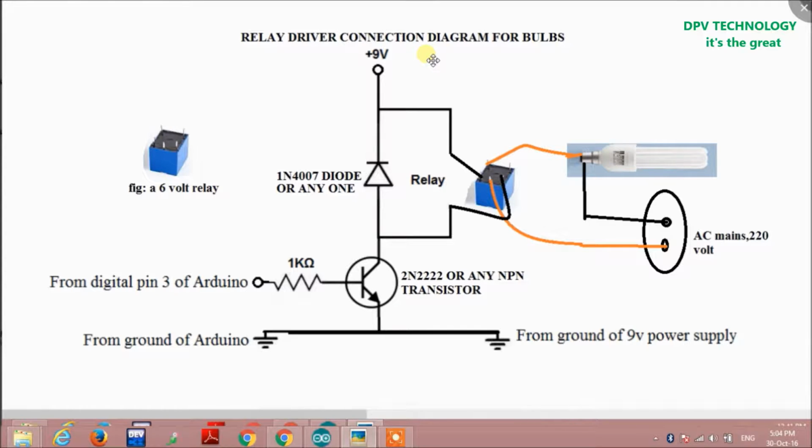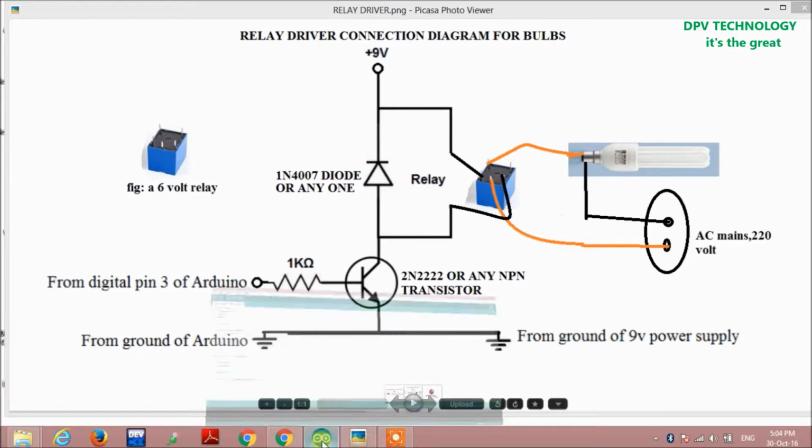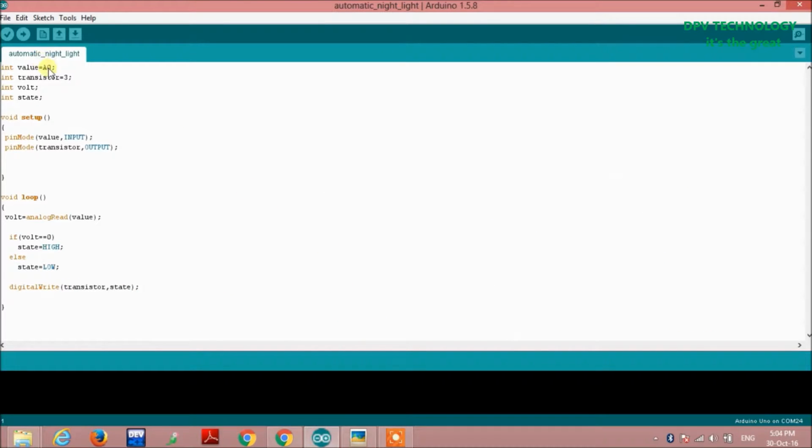Now, here we have the code section. We have taken some integer variables. This integer is for the output from the LDR to pin number A0 of the Arduino. Then here we are defining the integer transistor for supplying voltage to the base of the transistor of the relay driver. We have also taken two more variables, volt and state. I will tell you why we are using these two.